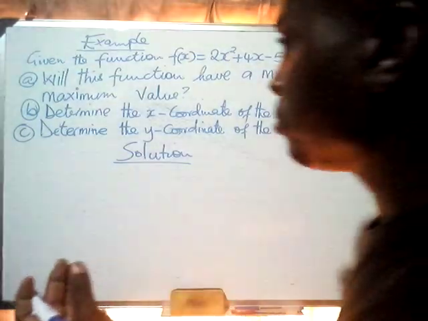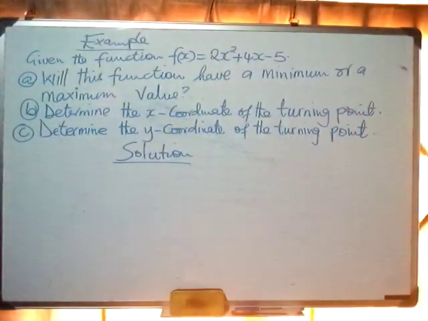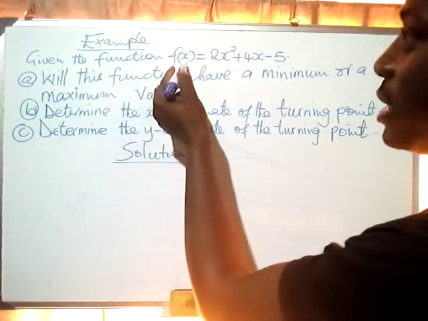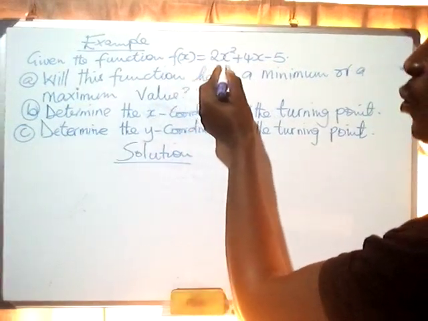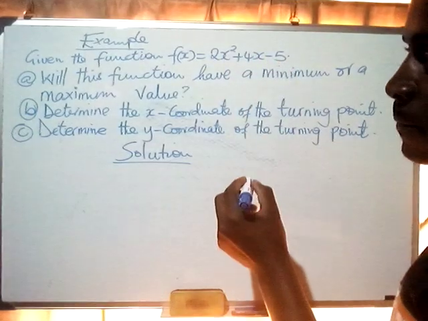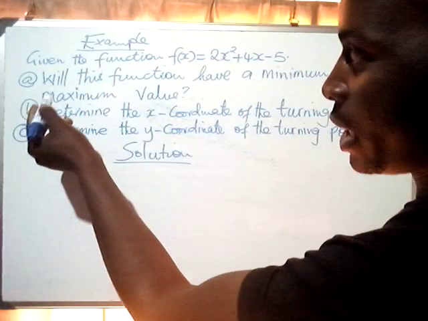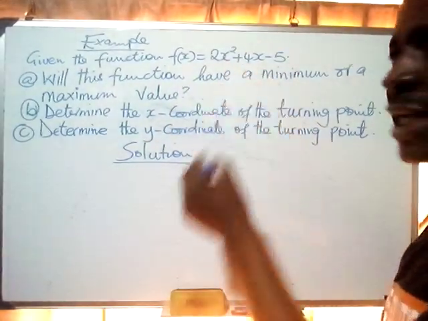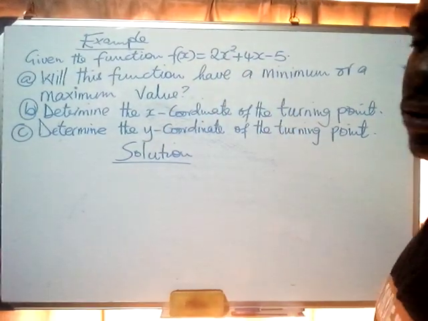Let's look at an example from what we have covered so far. The question is: given the function f of x is equal to 2x squared plus 4x minus 5, question number A, will this function have a minimum or a maximum value?